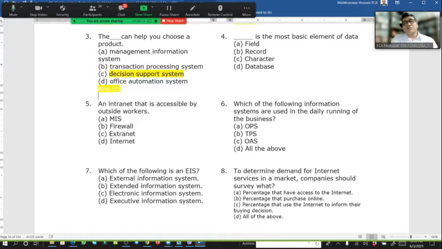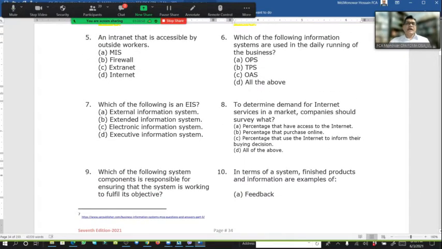Now number 4, dash is the most basic element of data. So what is the basic element of data? Field, record, character, database. What would be the answer? Character. Yes, you are right. Thank you. So the answer is character. This is basically 1 mark, so you got the marks. Character is the most basic element of data.